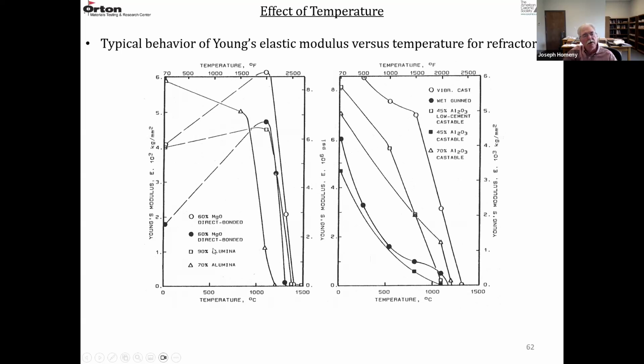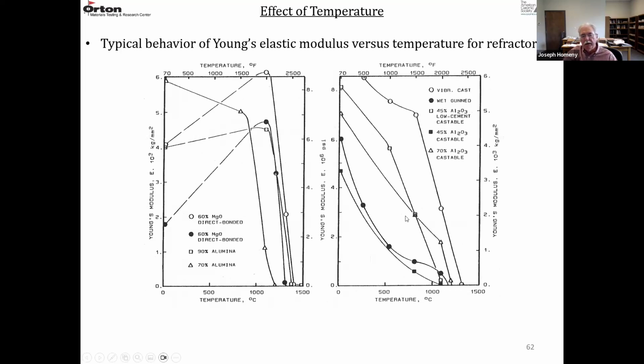These are 4 fired refractory materials, two direct bonded MgO materials, and 2 high alumina refractories. So 3 of these are exhibiting a strength increase due to stress relief. This one doesn't have any stress relief, but when they hit temperatures around 2000 degrees F, you can see the rapid decrease in Young's elastic modulus.